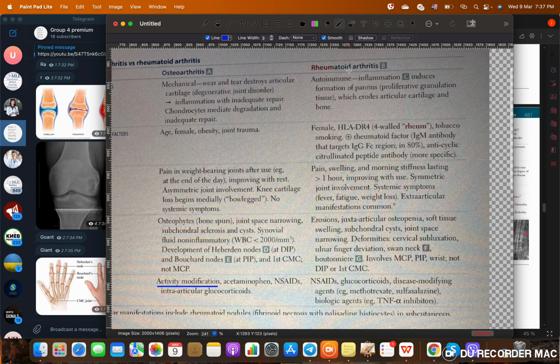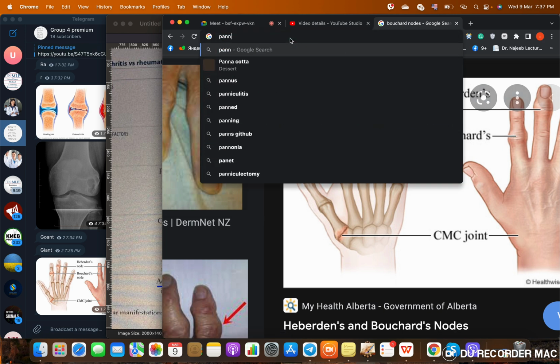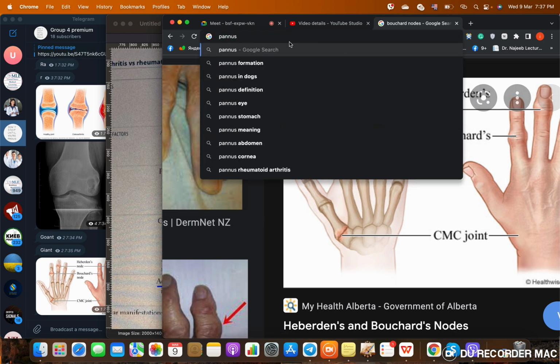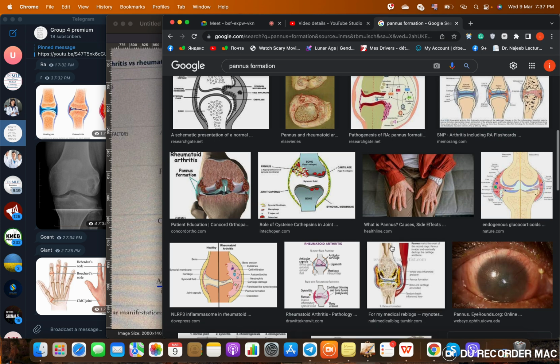So autoimmune inflammation induces formation of the pannus. The pannus is just a hyperproliferation of the tissue in rheumatoid arthritis. Pannus, yes. Let's take a look at it. It will be extra big.